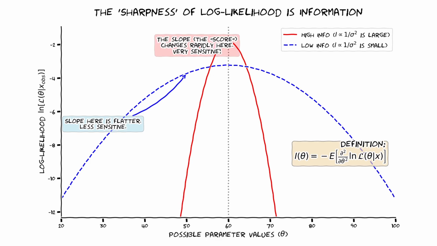We can also think of this in terms of the slope of the log likelihood, which is called the score. For the high information case, the slope changes very rapidly as we move away from the peak. The function is very sensitive to changes in theta. For the low information case, the slope is much flatter, the function is less sensitive. The rate at which this slope changes is the curvature, and that curvature is the Fisher information.